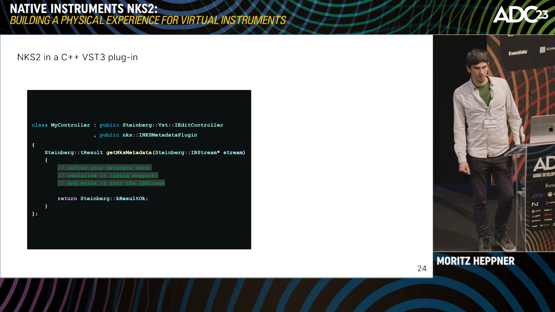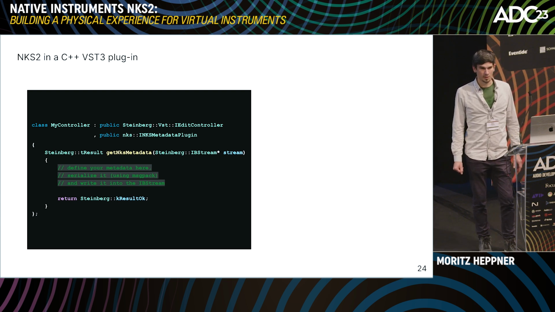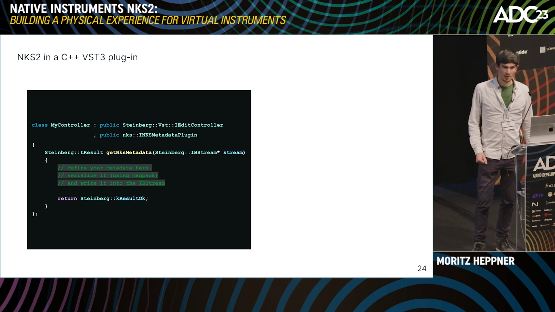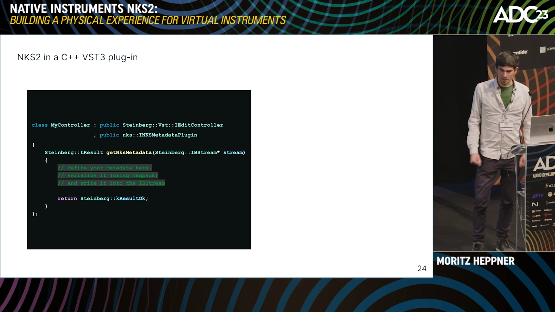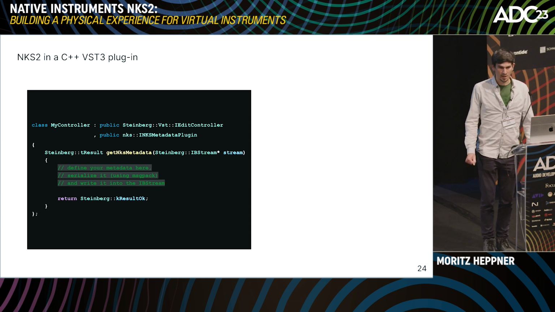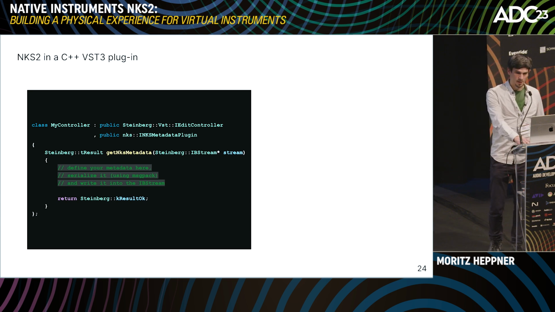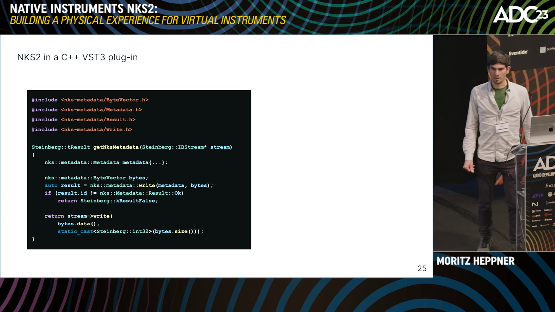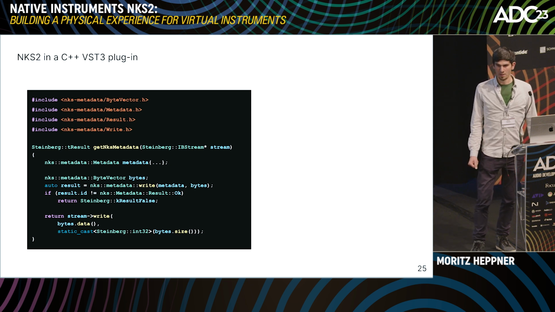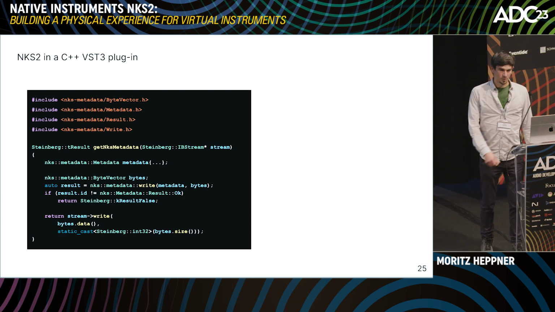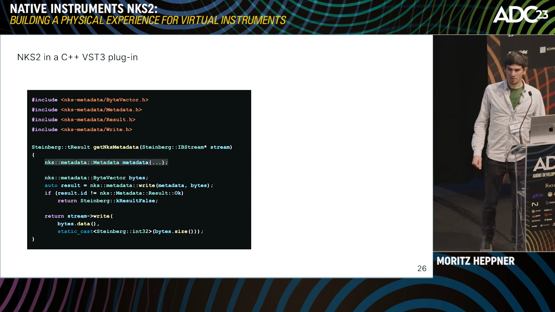MessagePack is a technology that is already used in NKS1 to write data into preset files. This time around, you don't need to deal with how exactly the data gets serialized to MessagePack because the NKS2 SDK comes with a C++ library that will do this for you. We will see what you can do with this library now. The library is called NKS metadata. It contains a couple of data structures that allow you to define the metadata.